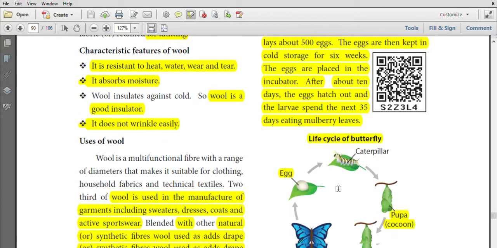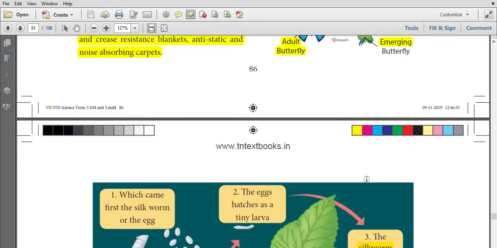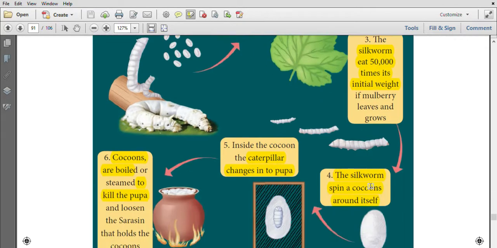Eggs, caterpillars, pupa, emerging butterfly, adult butterfly. It is the life cycle of the butterfly. The egg hatches into tiny larvae. The tiny larvae eat 50,000 times its initial weight. It eats mulberry leaves and grows bigger.